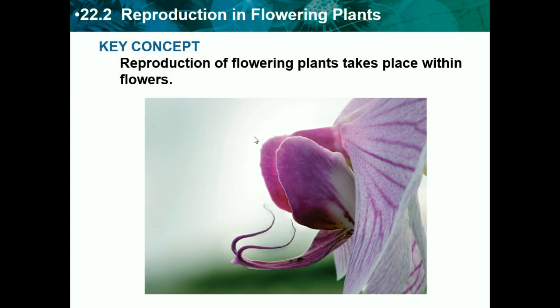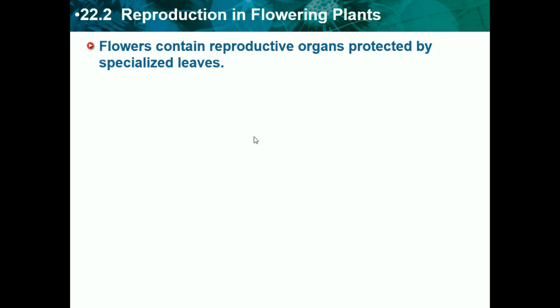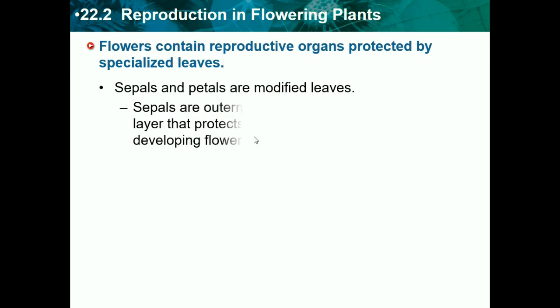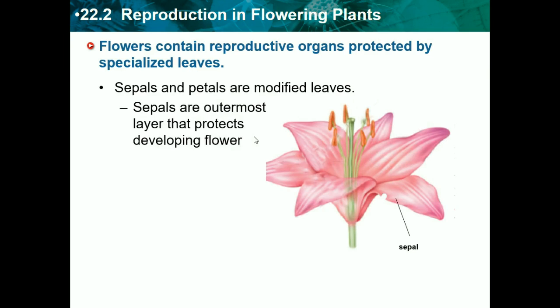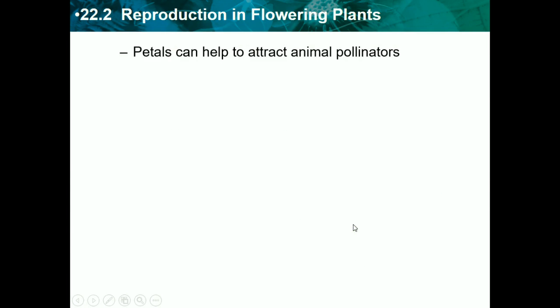22.2 is reproduction in flowering plants. Reproduction of flowering plants takes place with flowers. Flowers contain reproductive organs protected by specialized leaves. Sepals and petals are modified leaves. Sepals are the outermost layer that protects developing flowers. The sepal is usually greenish, and it's the part under the flower. If you think of a rose, it's the green part under the flower.